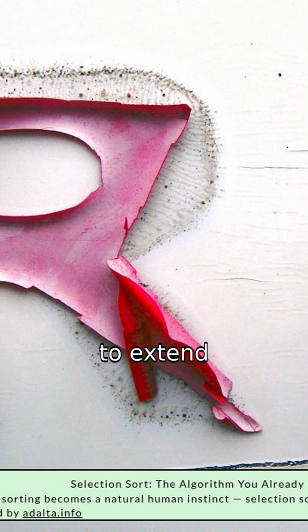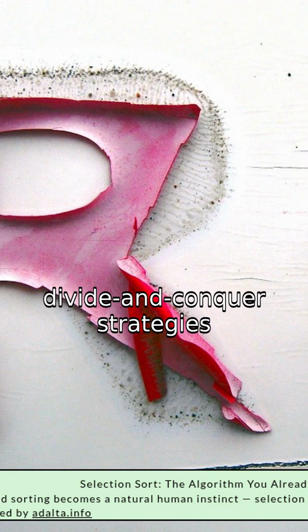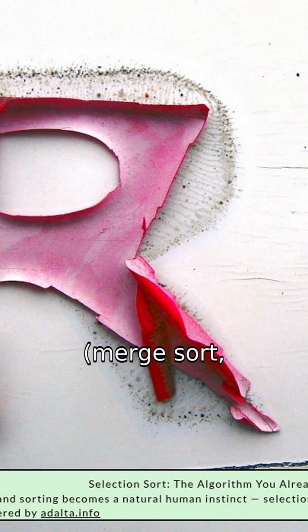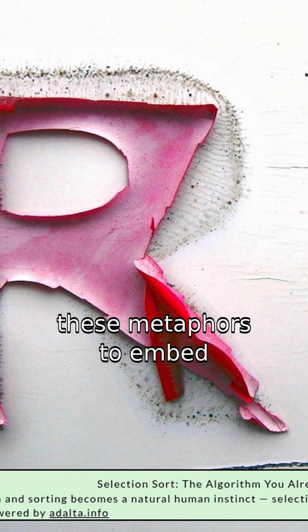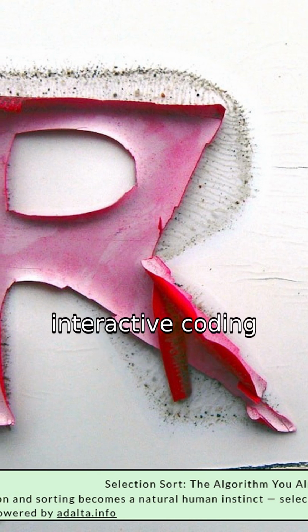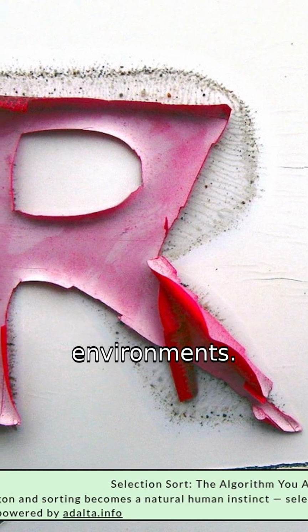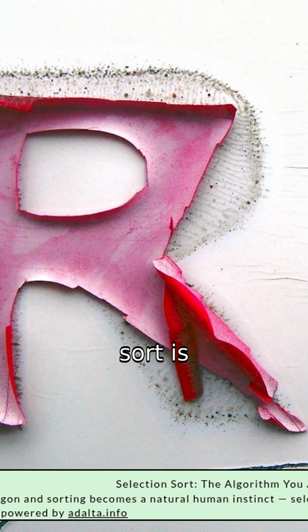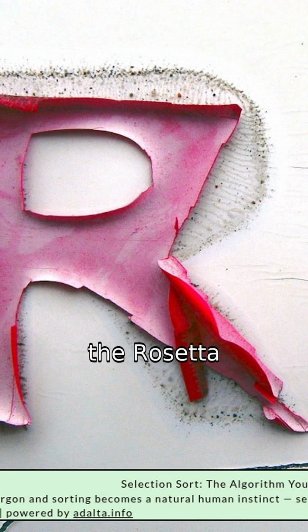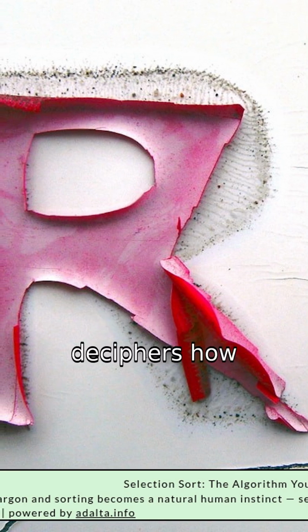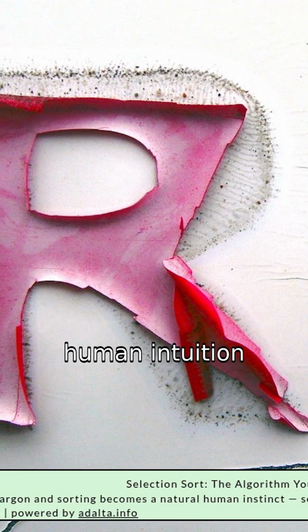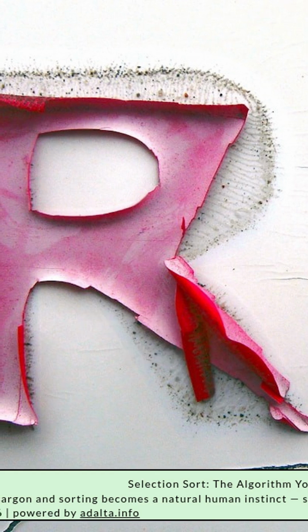The next step is to extend this visual framework to divide and conquer strategies, merge sort and quicksort, and to embed these metaphors directly into interactive coding environments. Ultimately, selection sort is not just a learning toy, it is the Rosetta Stone that deciphers how algorithms translate human intuition into machine logic.